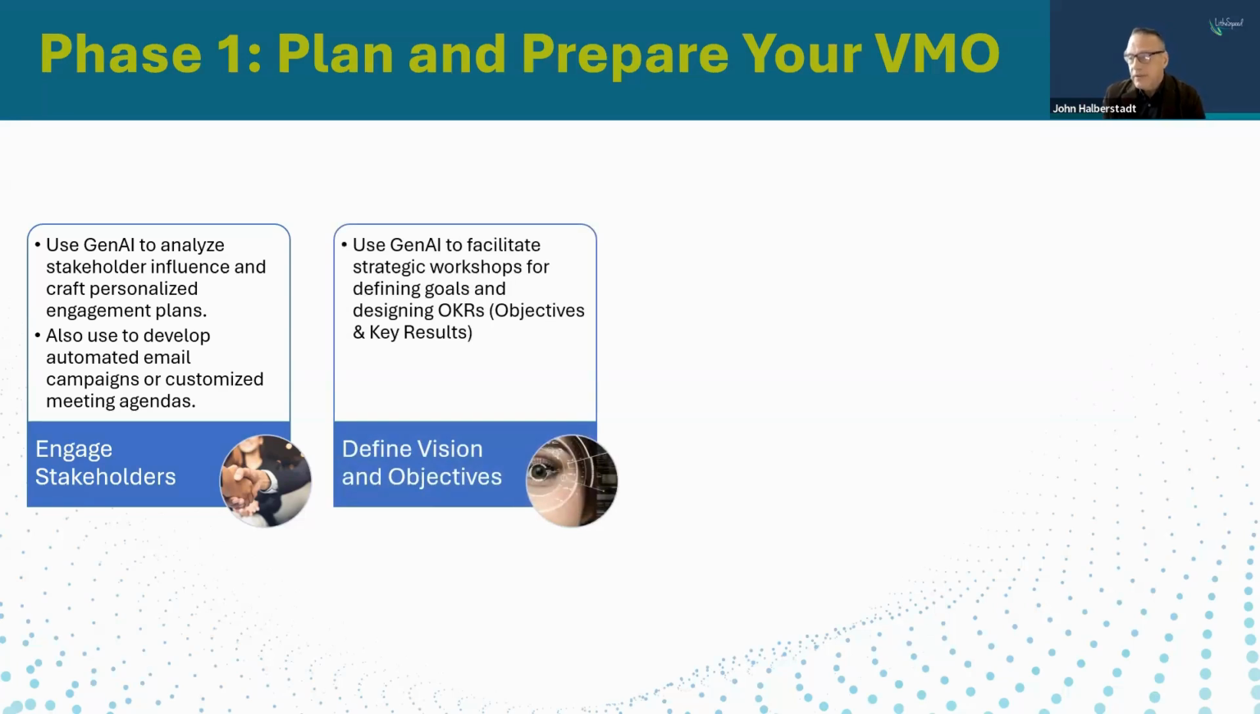The next is to define vision and objectives. So if we're going to roll out a VMO, we really want to have a well-crafted and not generic vision, and then objectives. So from that, what are the objectives? And again, we don't want generic objectives. We want organization-specific objectives for our VMO. Why are we launching this? What are the outcomes that we want?